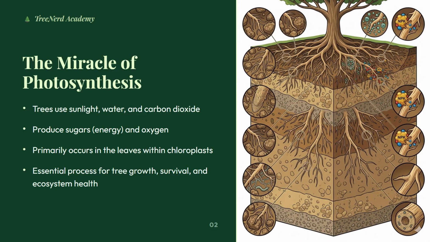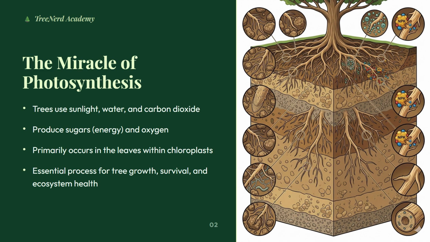At the heart of a tree's survival, and indeed most life on Earth, is the incredible process of photosynthesis. This biological marvel is how trees and other green plants create their own food. Using the energy from sunlight, along with water absorbed by their roots and carbon dioxide taken in from the atmosphere through tiny pores in their leaves called stomata, trees perform a chemical transformation. Inside specialized organelles in their leaves called chloroplasts, chlorophyll captures solar energy to convert these raw materials into sugars, which serve as the tree's primary energy source for growth, maintenance, and reproduction.